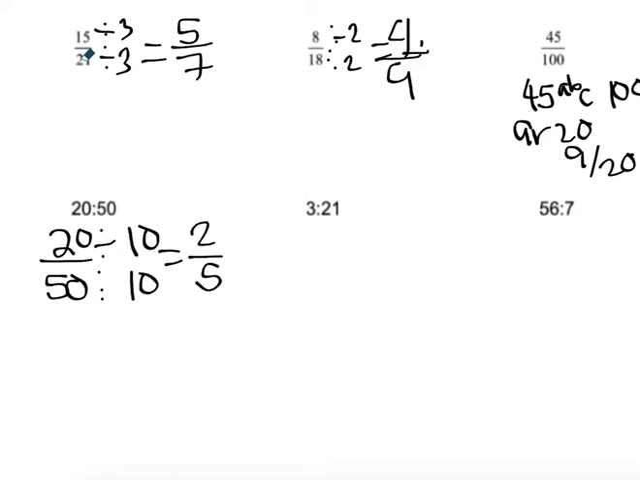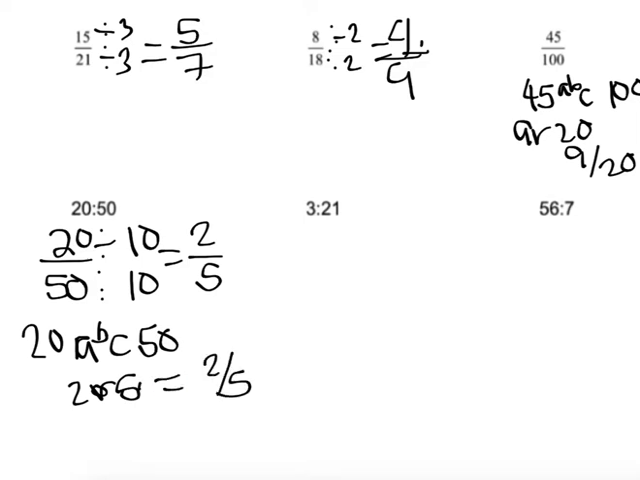Now, you can type this in your calculator. You're going to go 20 ABC 50. It's going to give you 2R5, which we can write as 2 over 5, same as the first one. But because our original was in a ratio form that had the semicolons, we're going to have to convert that.